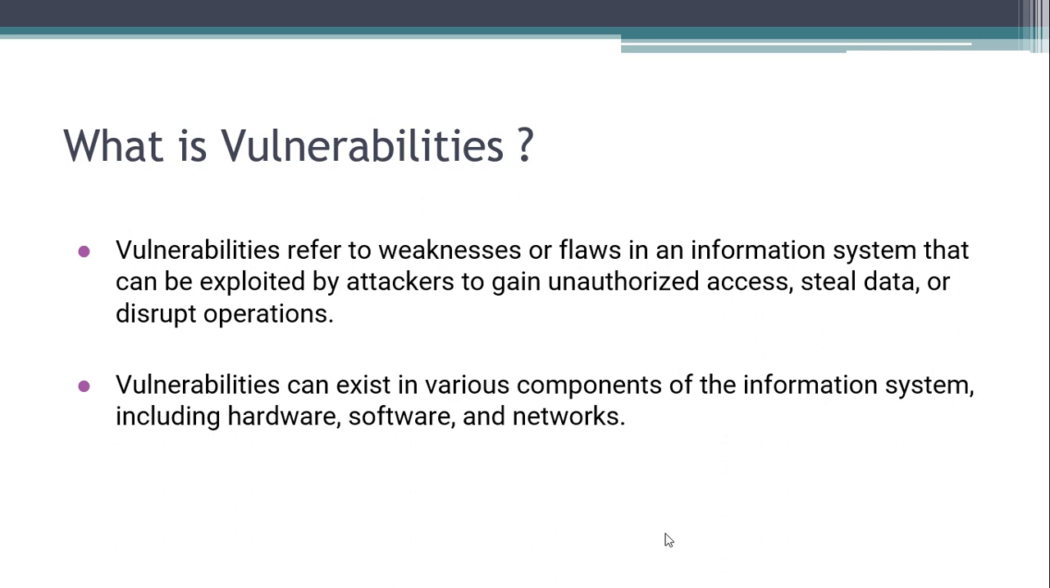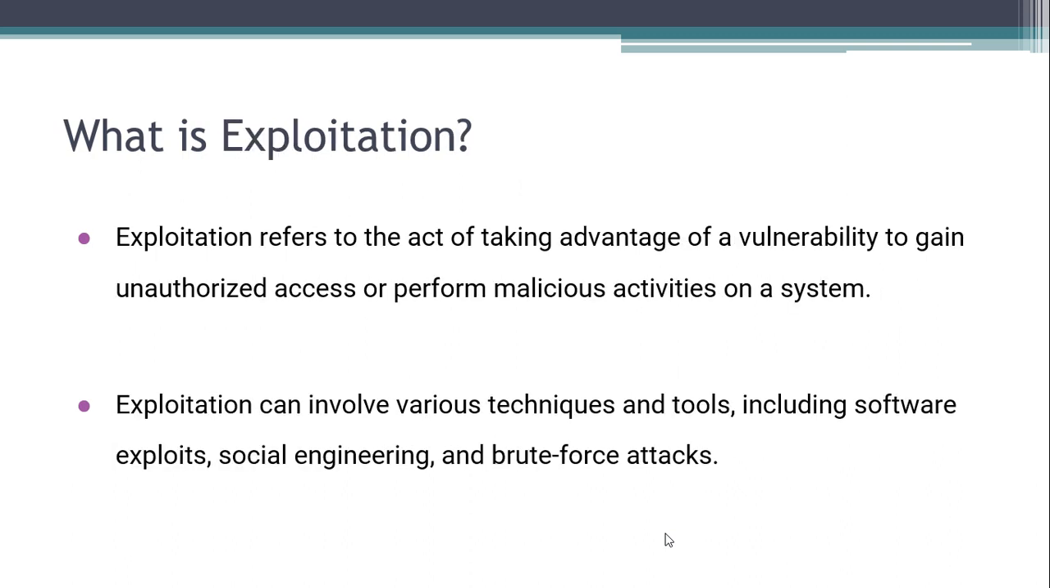First of all, what are vulnerabilities? Vulnerabilities are flaws or weaknesses in our information system that can be used to gain unauthorized access, steal data, and disrupt normal operation flow. Vulnerabilities can exist at any level in the information system, like hardware level, software level, or network layer. Now, exploitation is nothing but taking advantage of these vulnerabilities to gain unauthorized access or perform some malicious activity in the system. Some tools and techniques that are used in exploitation are social engineering, brute force approach, etc.